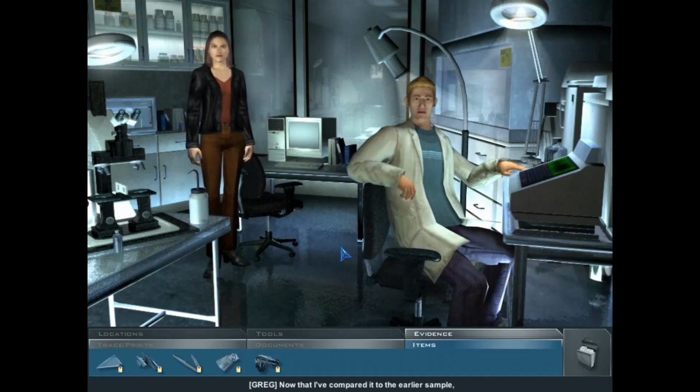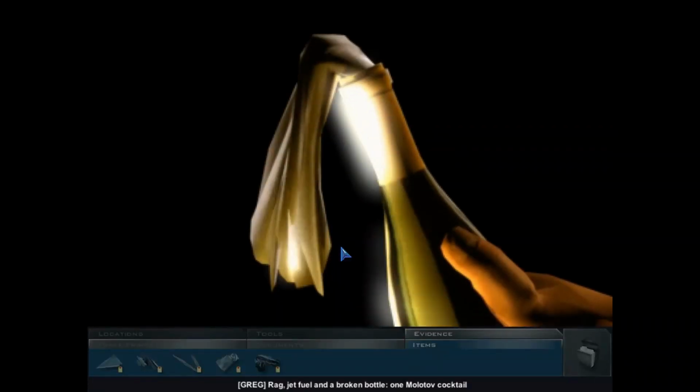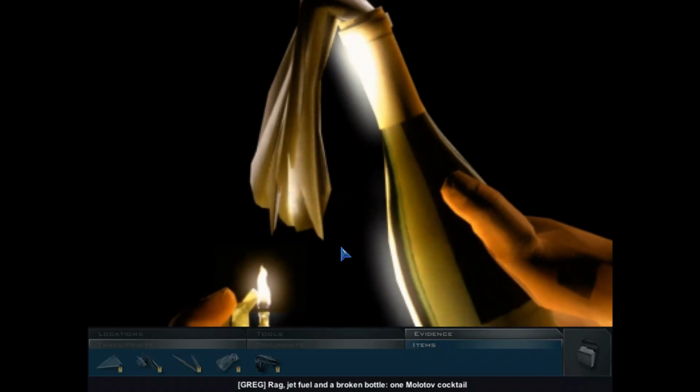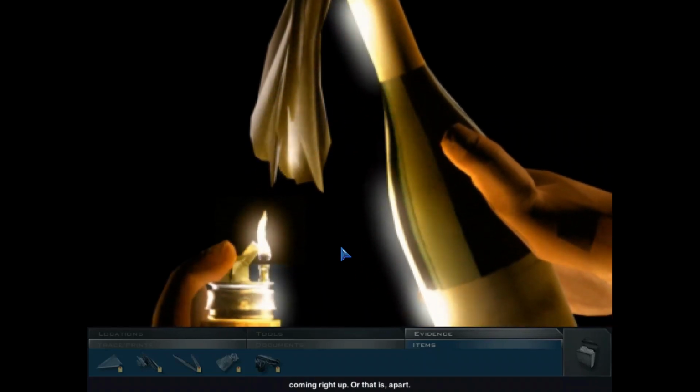Now that I've compared it to the earlier sample, I can say without question, it was aviation jet fuel. Rag, jet fuel, and a broken bottle. One Molotov cocktail coming right up, or that is, apart.